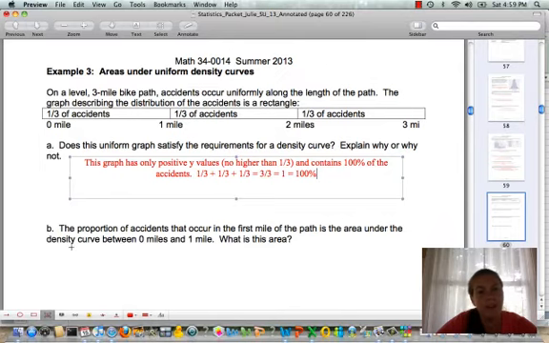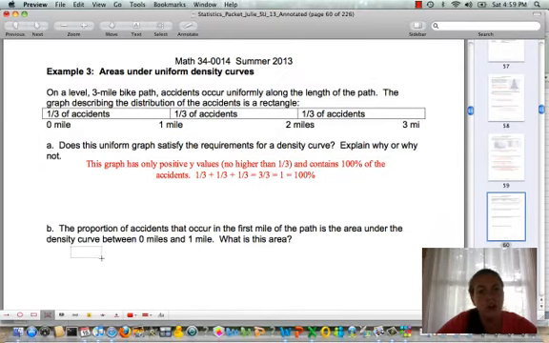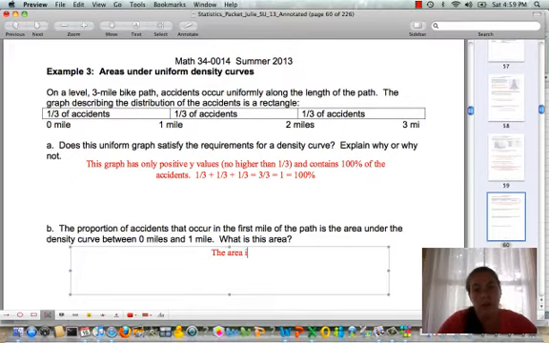Question B asks about the proportion of accidents that occur in the first mile of the path. And it says this is the area under the density curve between 0 and 1 miles. So what is this area? Well, we can see it's 1/3. And the reason we can see this as 1/3 is if we think about the area of a rectangle, we can think, well, length times width. In this case is going to equal 1 times 1/3. So that's how we're coming up with that calculation of 1/3 of the accidents.